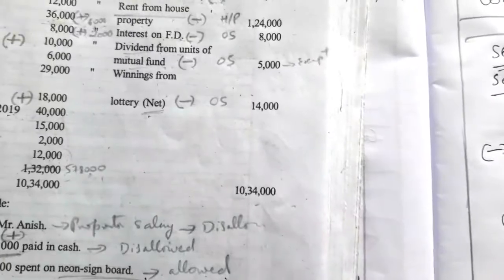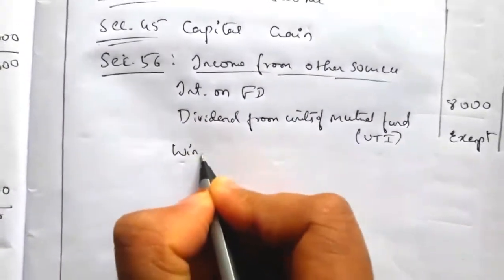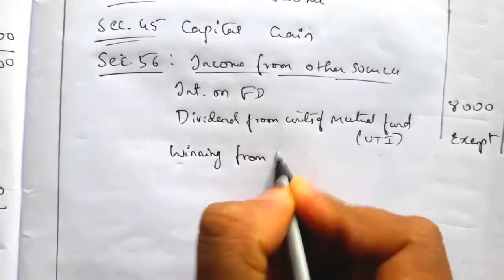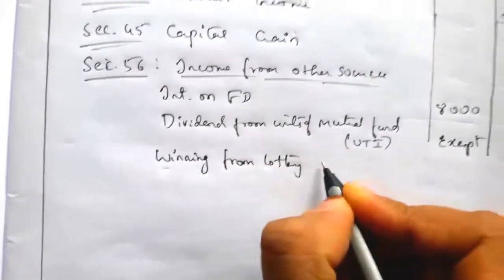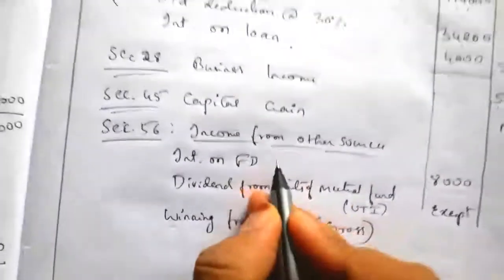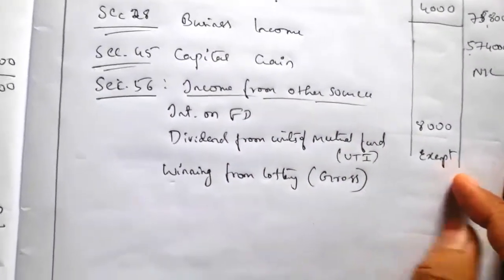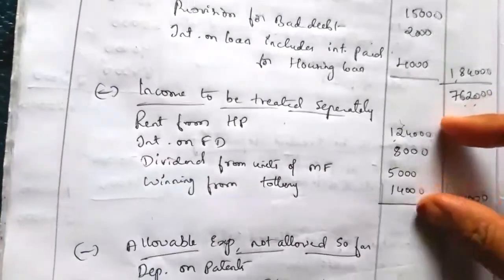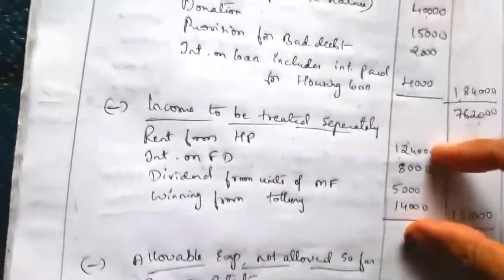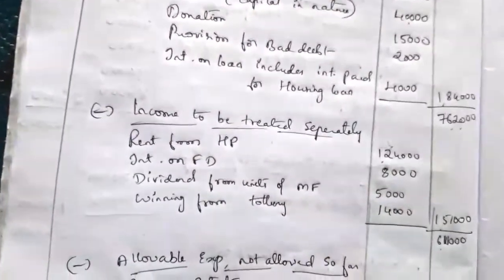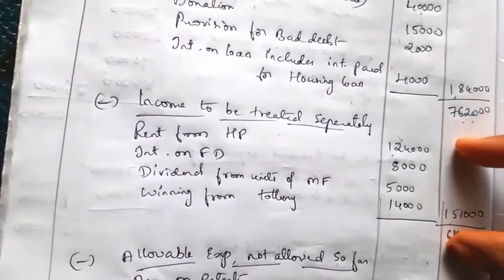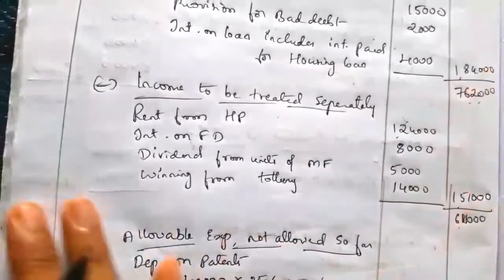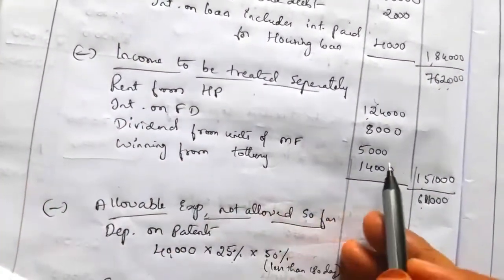Next one is winning from lottery. Here we have to take the gross value while taking the other source head. Okay, so don't apply this rule here, income to be treated separately. Here we have to take the actual value. Income to be treated separately means we are deducting it to cancel from our credit side of the profit and loss account. It means we have to cancel the entire amount. Don't take this dividend on mutual fund exempt here. So that is a confusion usually students have.